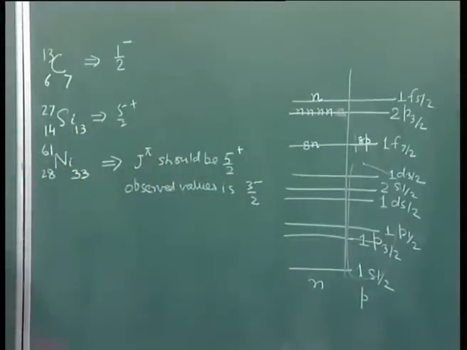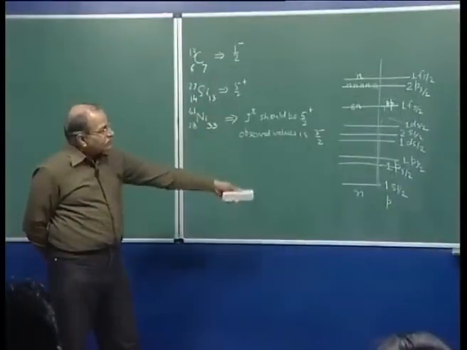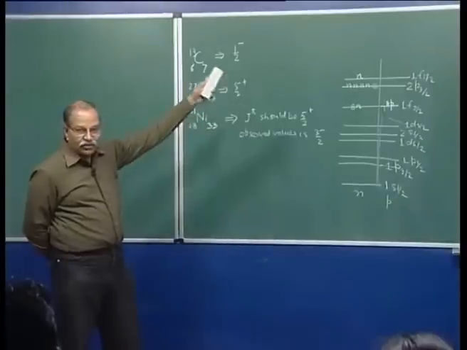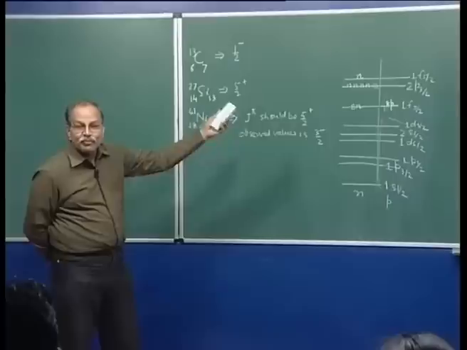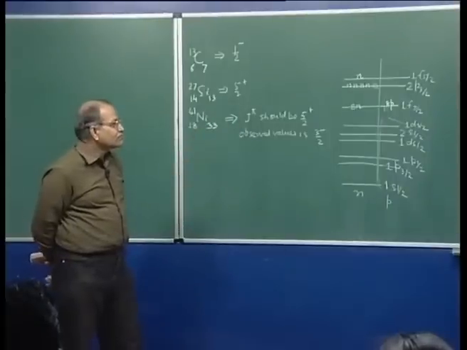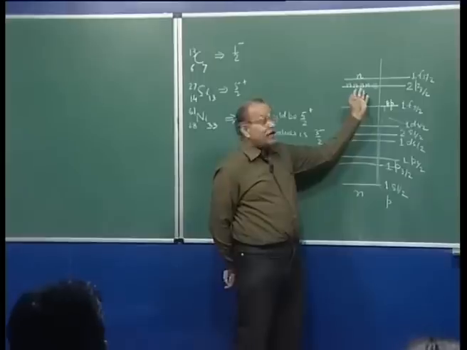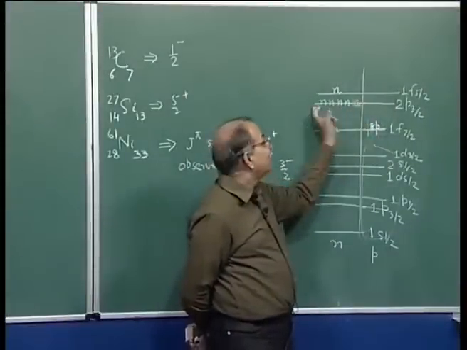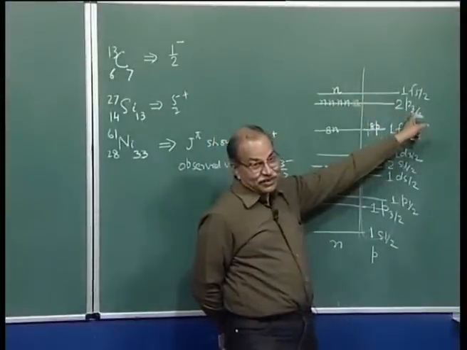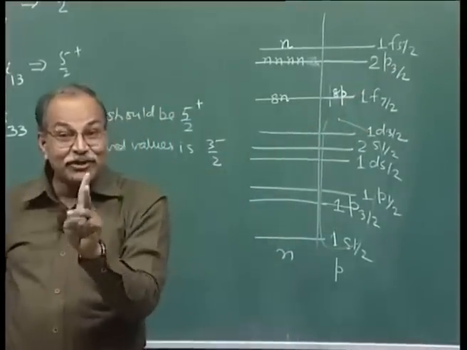How can I get this 3/2 minus as the ground state? Can you see a 3/2 minus in this scheme, where an odd neutron should be there to give you 3/2 minus? 2p 3/2. You have 4 neutrons here. If you had 5 neutrons here, it would give you 3/2 minus, but 5 neutrons cannot come. This is 3/2 only. If not 5 neutrons, 3 neutrons will also give you 3/2 minus.